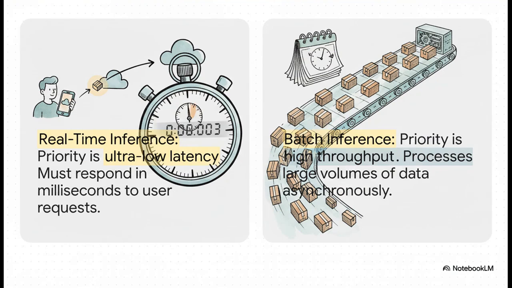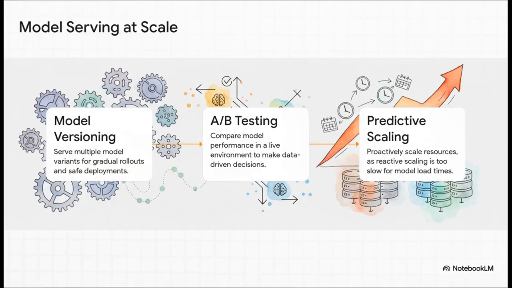You've got real-time inference, which is all about ultra-low latency. Think about a recommendation engine on a shopping site. It has to respond in milliseconds. Then you have batch inference, which prioritizes high throughput. That's for processing huge chunks of data offline, where you can handle a little more delay in exchange for much better cost efficiency.